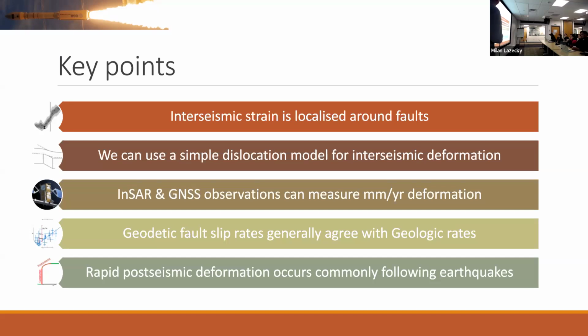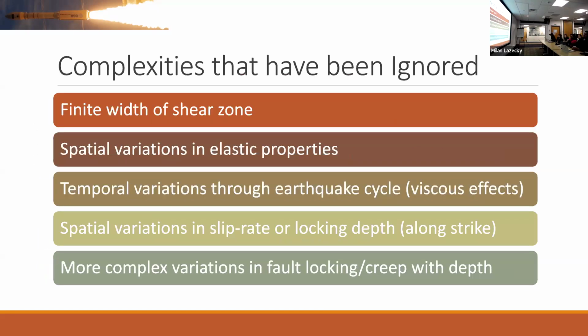And post-seismic deformation really does occur commonly after earthquakes and can be quite a large fraction of the earthquake. So you do have to think about that when you're measuring your interseismic. We ignored the finite width of that shear zone. We said it was a dislocation, a bit like in a crystal lattice, a slice through. It's actually likely to be a wide ductile shear zone that's accommodating the strain. Those elastic properties, we don't do complicated 3D models, but you can do that, with more rigid areas and more squishy areas.